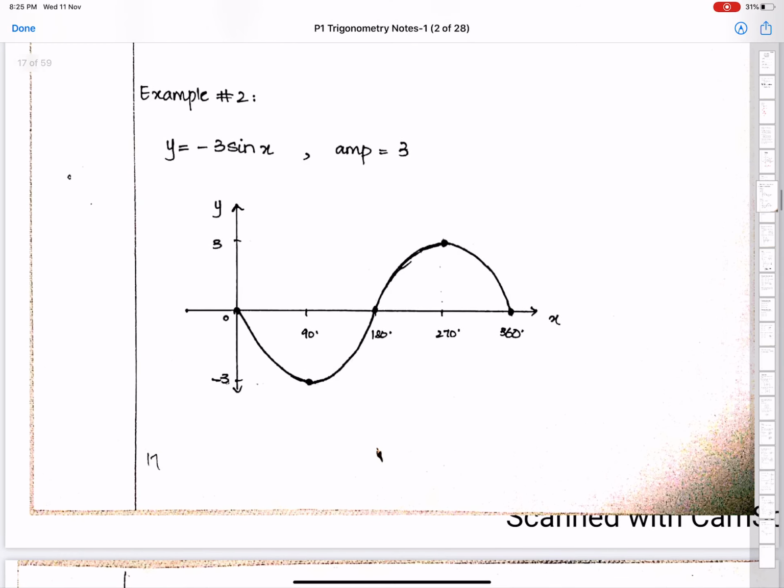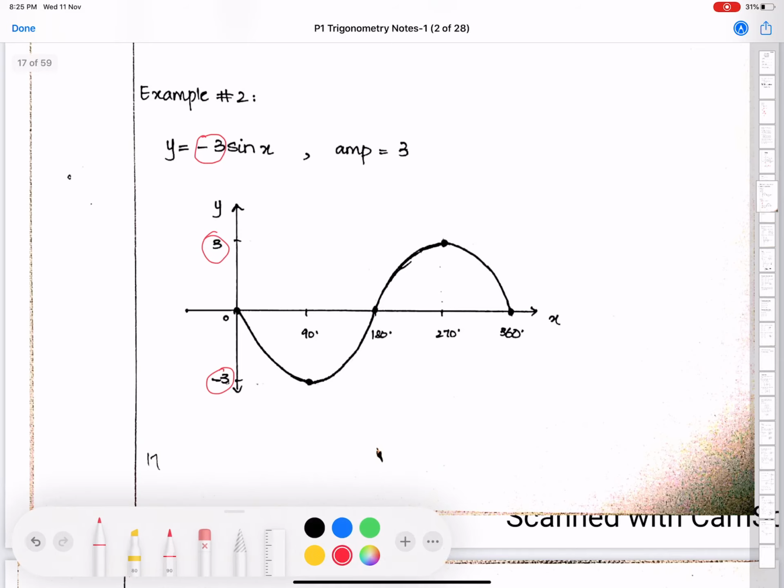Well, the coefficient is negative 3, so the curve will be inverted and the minimum and the range of y will be minus 3 to 3. This is the range of y. And the curve is inverted, but amplitude is positive, because amplitude, I already have told you, is a distance and it can never be negative.